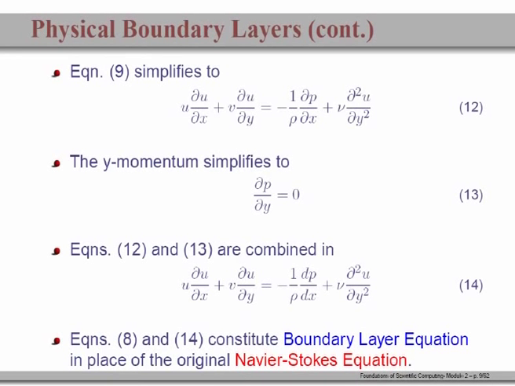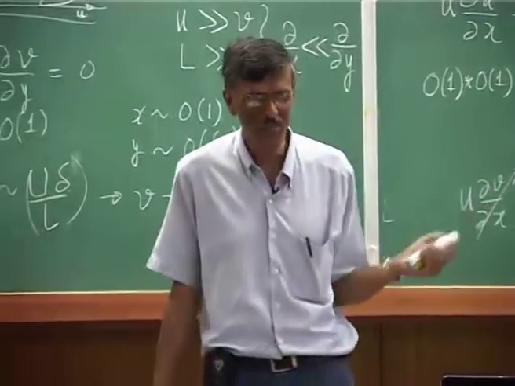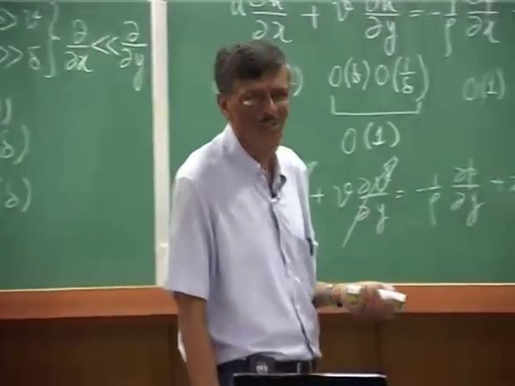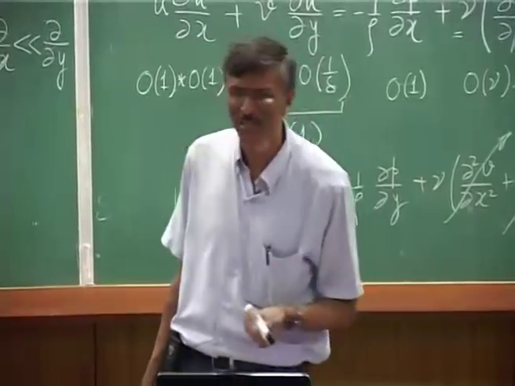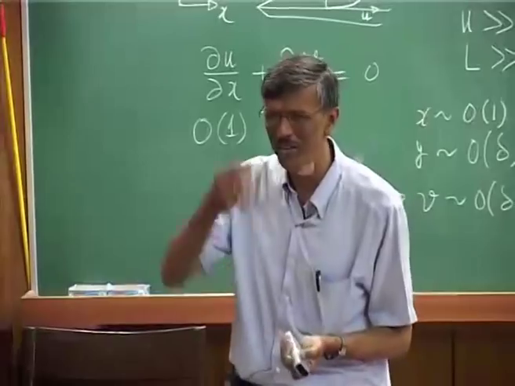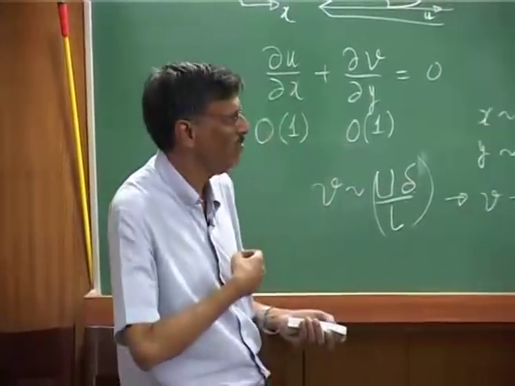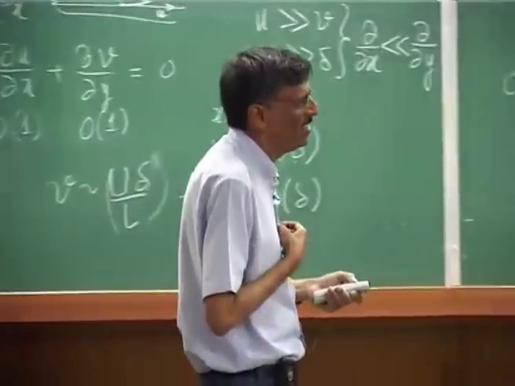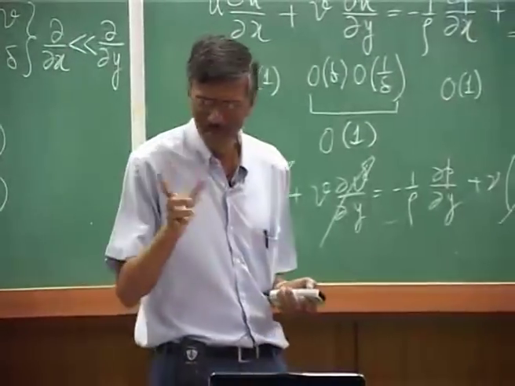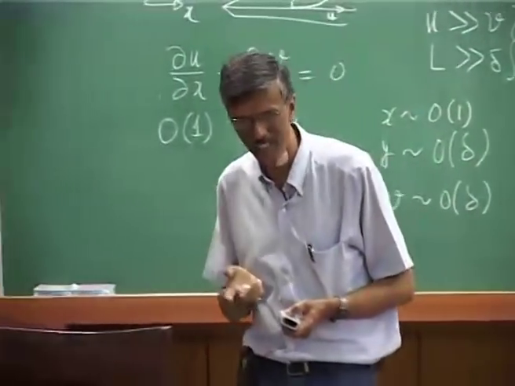So, what was the big deal? Well, this big deal was a singular achievement by Ludwig Prandtl in Göttingen in 1904. As I told you, he published this paper and nobody noticed it. For nearly 7-8 years, people thought it was just a simple piece of work, some 7 or 8 pages paper. It was not very important. Then, of course, people realized that this simple trick actually converted the nature of the problem mathematically.